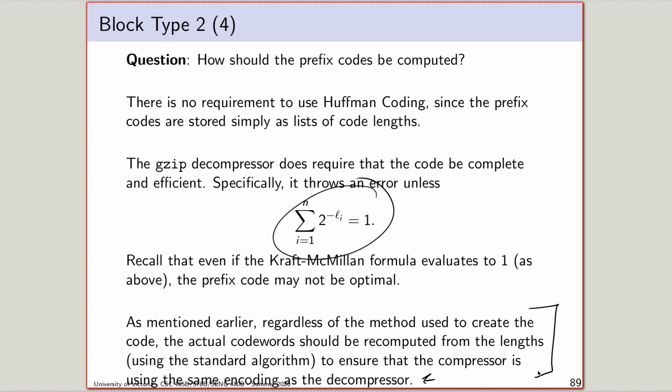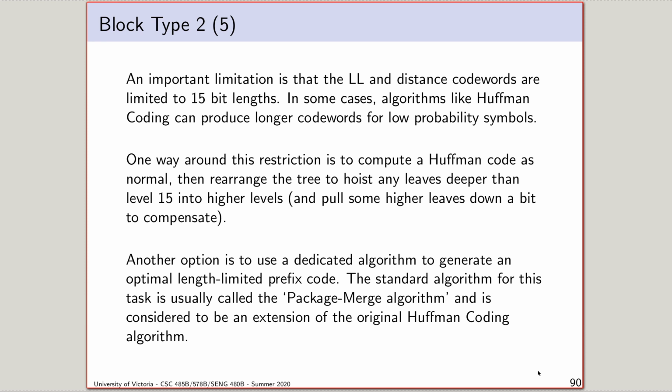The algorithm's pretty fast. So there's also this thing, though, which is that you can use Huffman coding, but there's one issue you have, which is that we'll see why in a minute, but you're not allowed to use code lengths of more than 15 in the LL and distance codes.